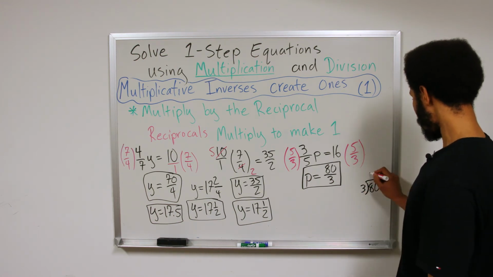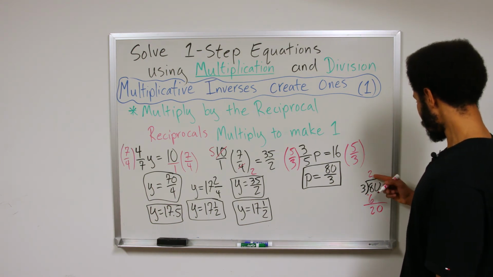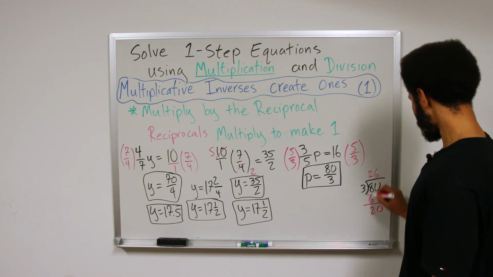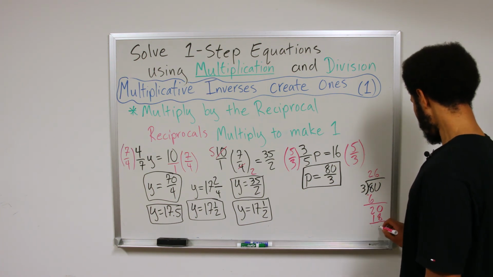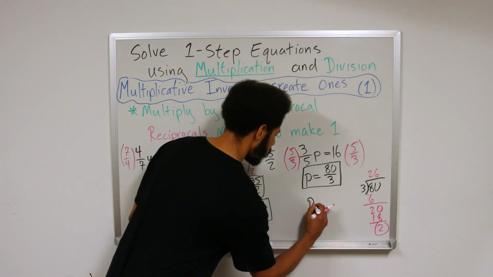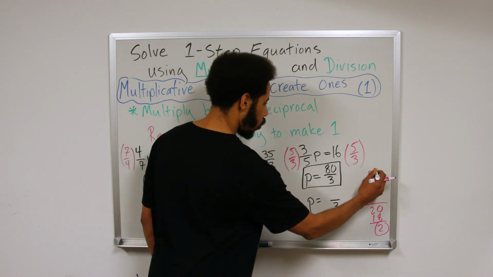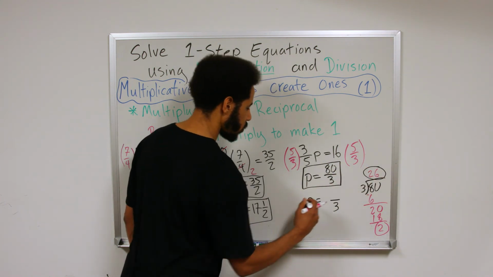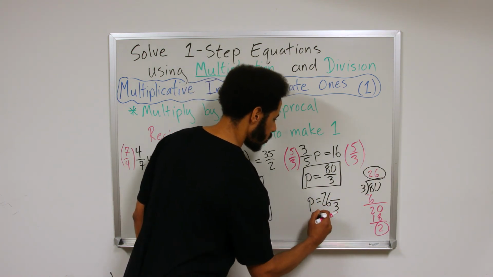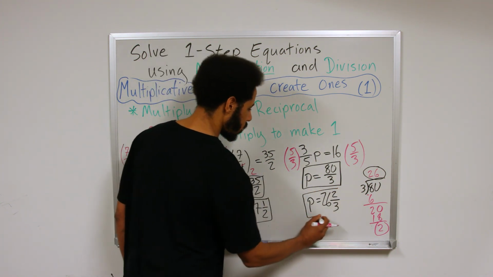3 goes into 8 twice. 2 times 3 is 6. Subtract and get a 2, bring down the 0. 3 goes into 20 6 times. 6 times 3 is 18. Our remainder is 2. We know our denominator is 3. Our whole number part of our solution is 26, with 2/3 left over. So p is equivalent to 26 2/3.